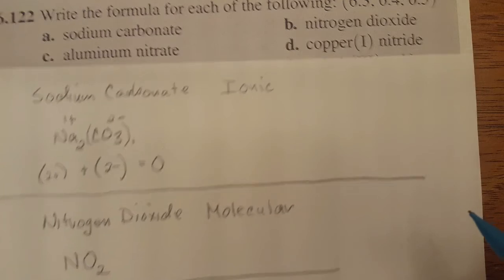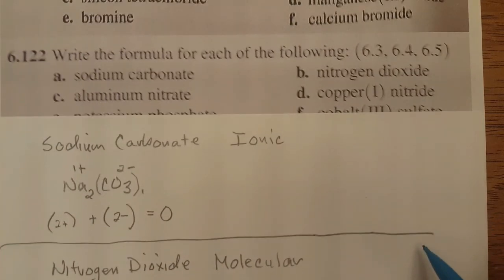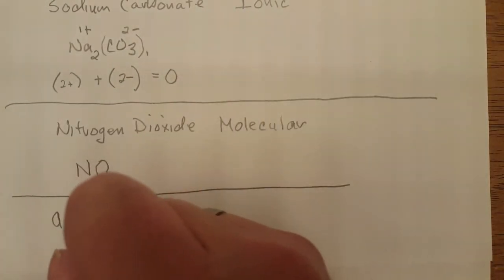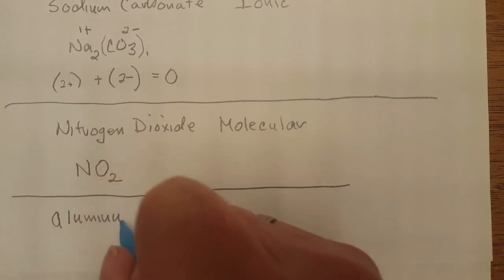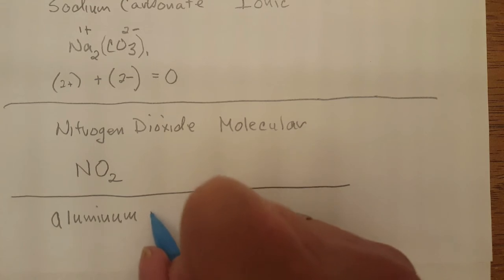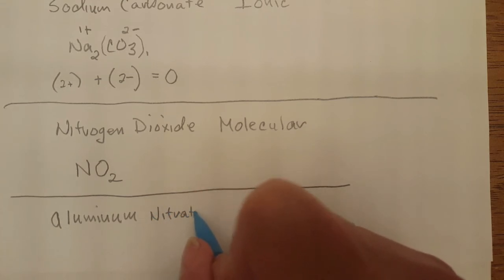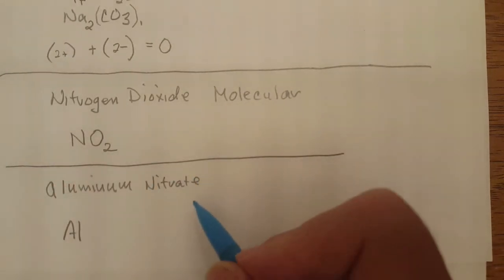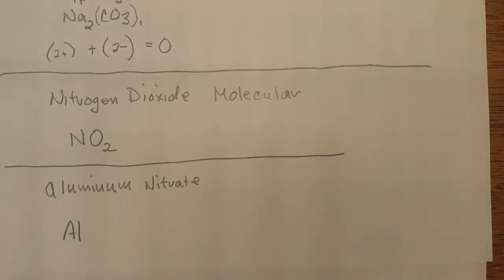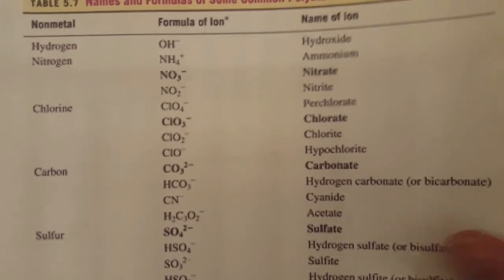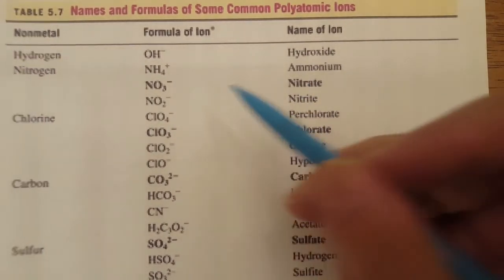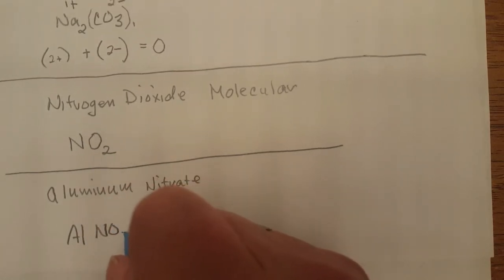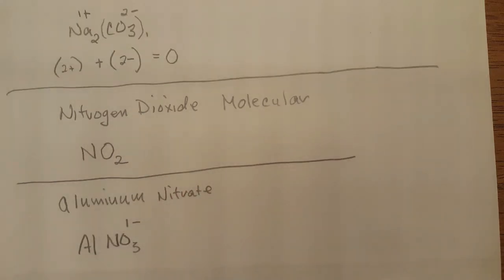Okay, the next one we have on our list is aluminum nitrate. So we just write out the symbols. Aluminum is Al. Nitrate, what is that? That's a polyatomic anion. We look on our sheet and try to find it. There it is, nitrate, NO3, 1 minus. What's the charge on aluminum?